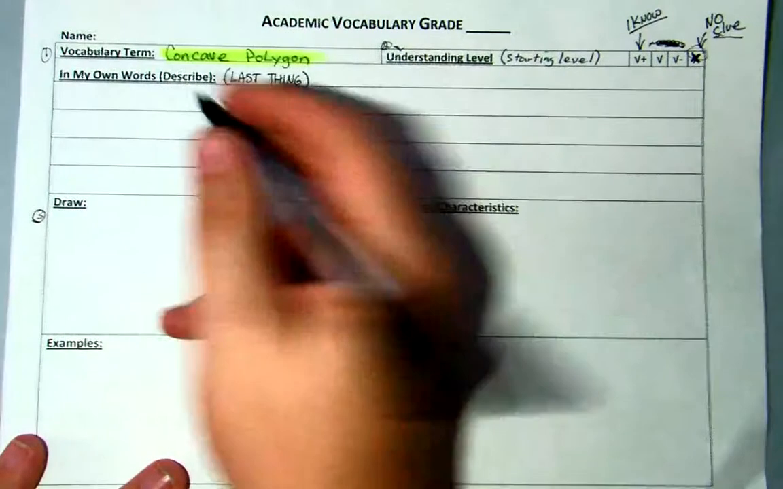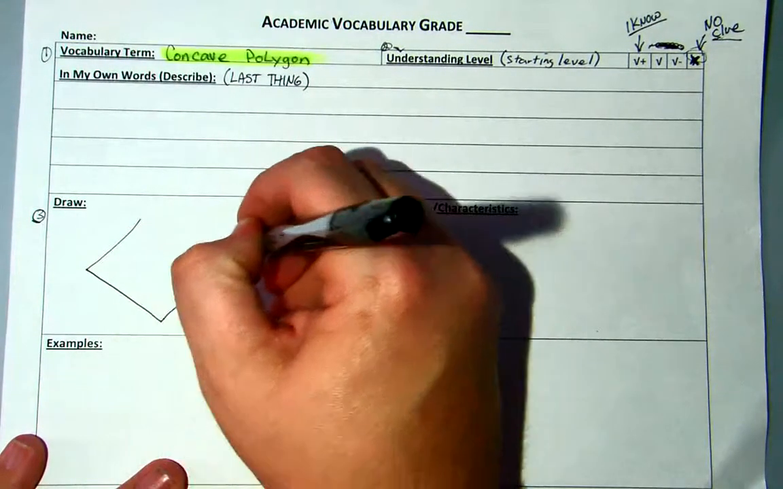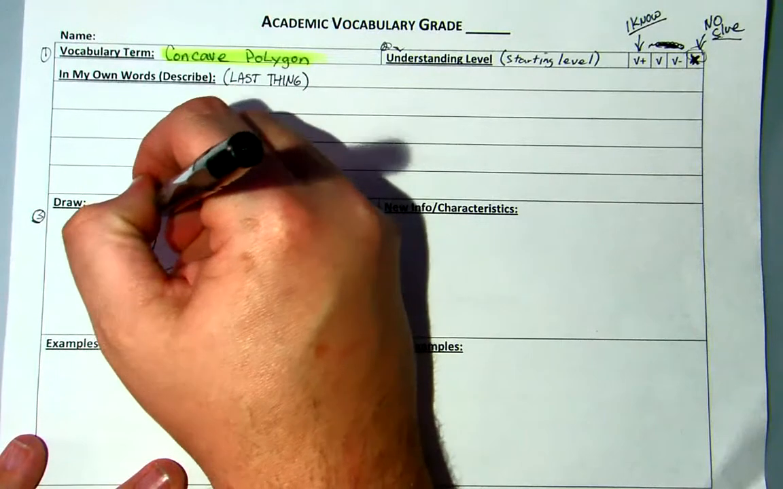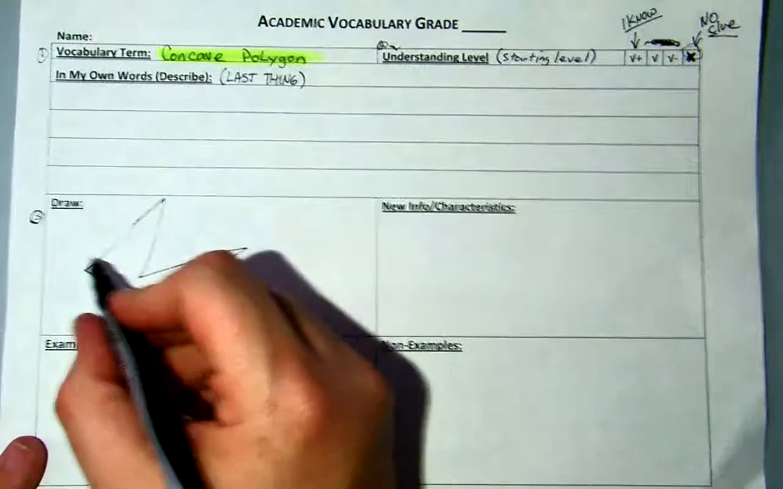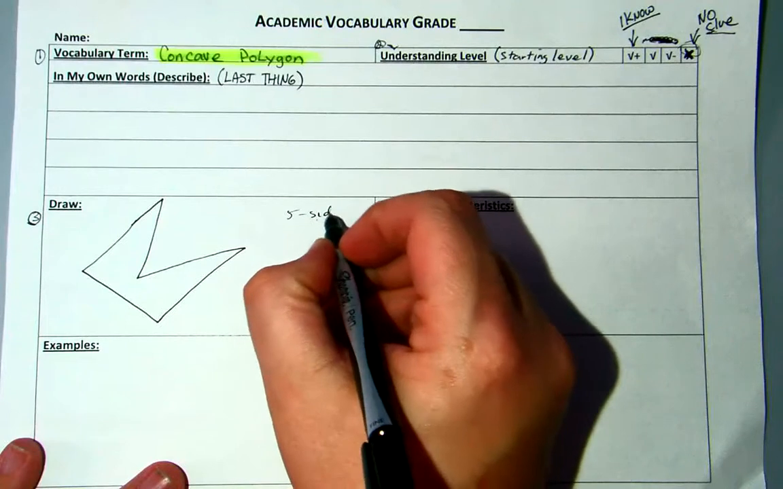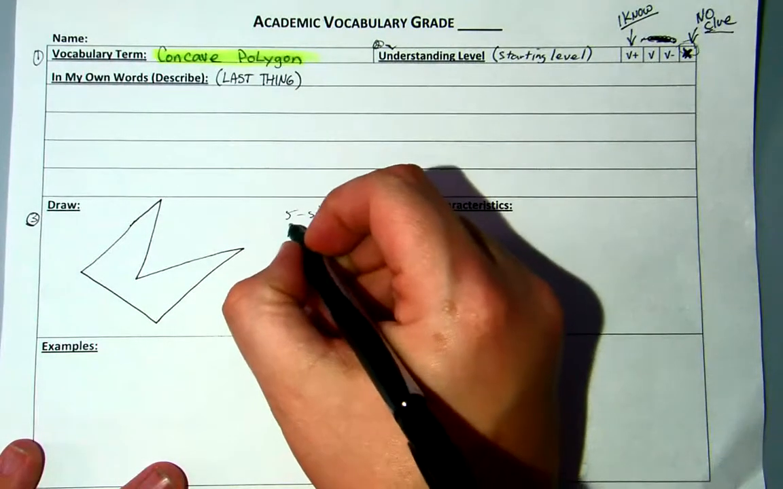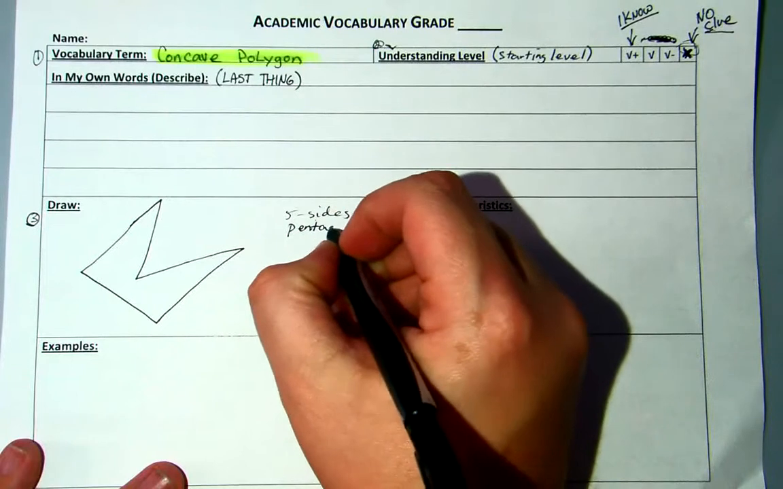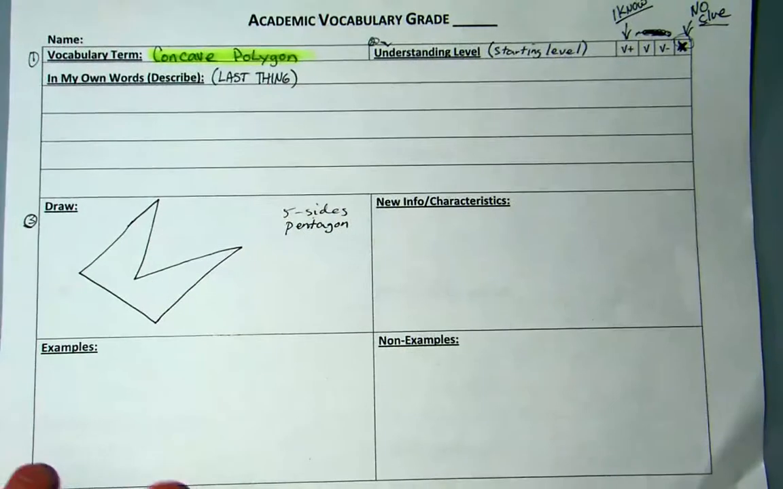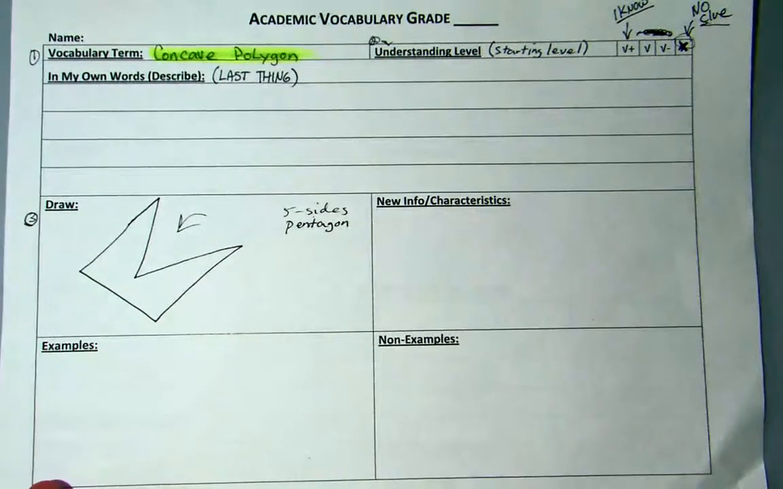Now, to draw a concave polygon, I'm going to draw this shape. How many sides does it have? It has 5 sides. A 5-sided polygon is a pentagon. Does this look like a pentagon that we're used to? Probably not. And it all has to do with what's going on in here.